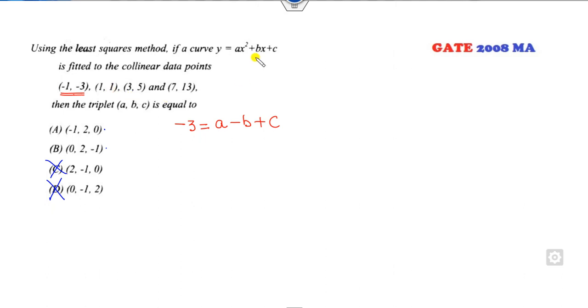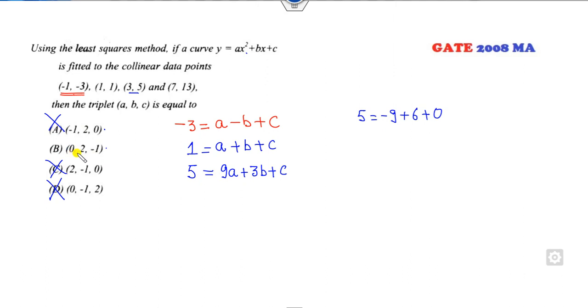Now check the point 1 comma 1. What is the equation for 1 comma 1? It is a plus b plus c, equal to 1, satisfied. A plus b plus c, 1 satisfied. Now look at another point. 5 is 9a plus 3b plus c. So if I check for the first option, is it minus 9 plus 6 plus 0? It is not satisfied. The first option is cancelled. Check for the second one. It's 5. It's 0 plus 6 minus 1, satisfied. So B is the right answer of the problem.